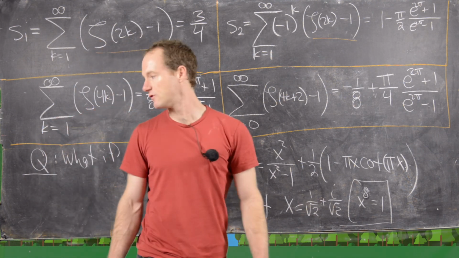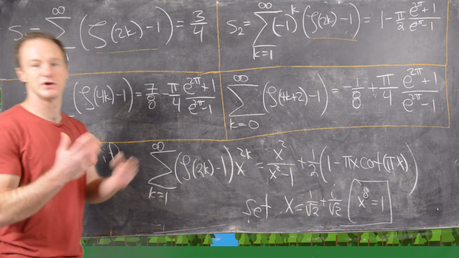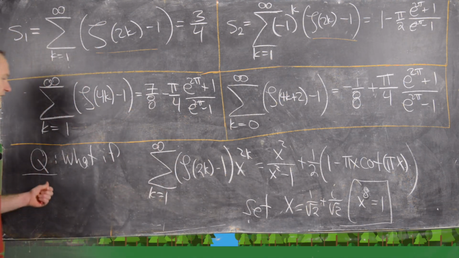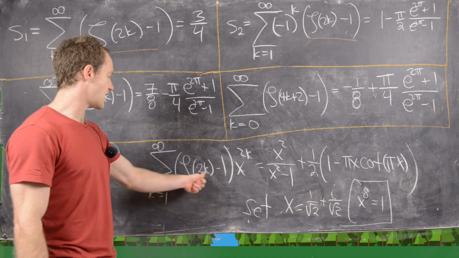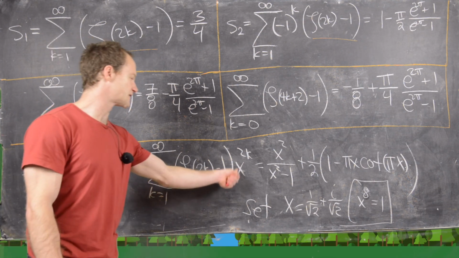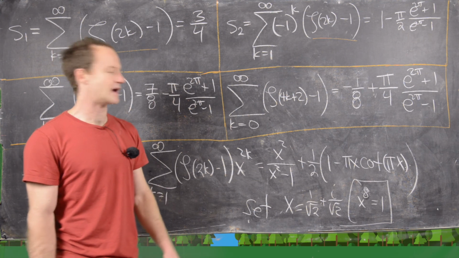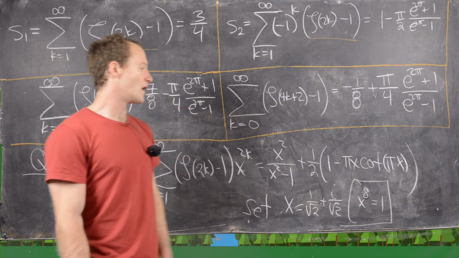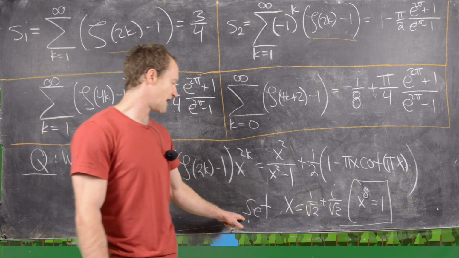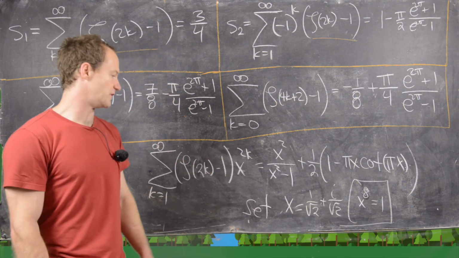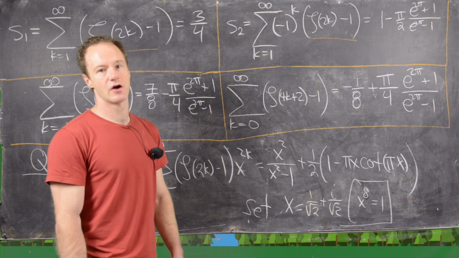And now I kind of leave you guys with the following question, which would be quite technical, but would use the same sort of strategy. Let's say, what if we take our original generating function, so that's this sum of zeta of 2k minus 1 times x to the 2k. Recall that that was x squared over x squared minus 1 plus 1/2 times the quantity 1 minus pi x cotangent pi x, and set x to this 8th root of unity. So in other words, 1 over root 2 plus i over root 2.